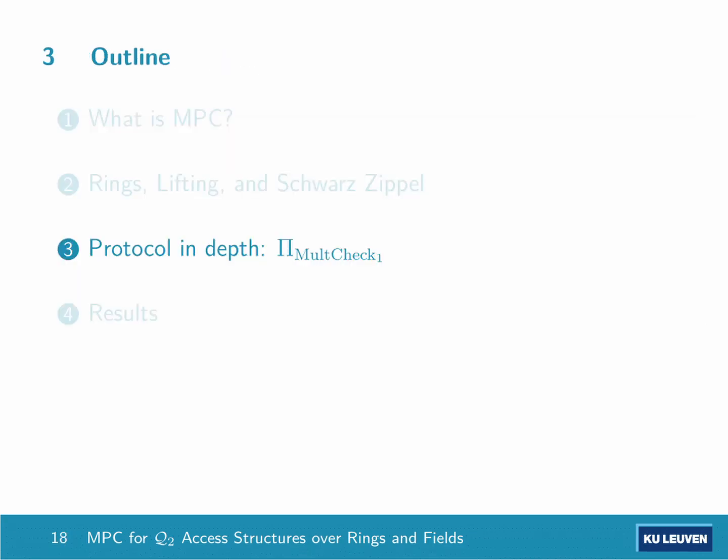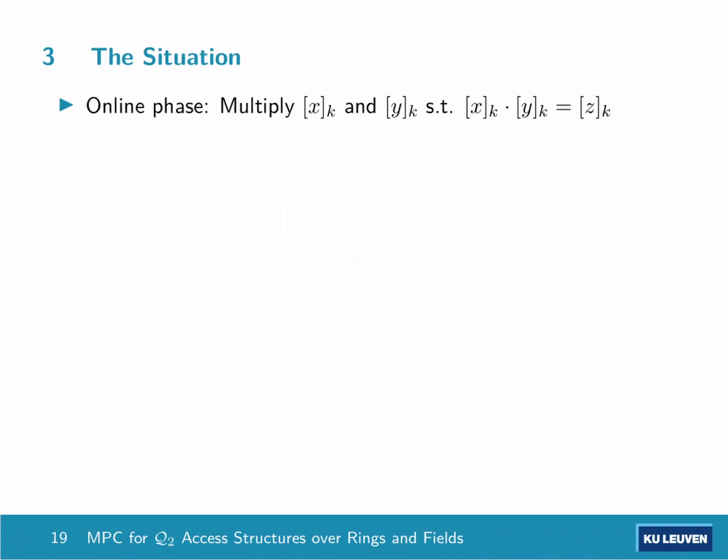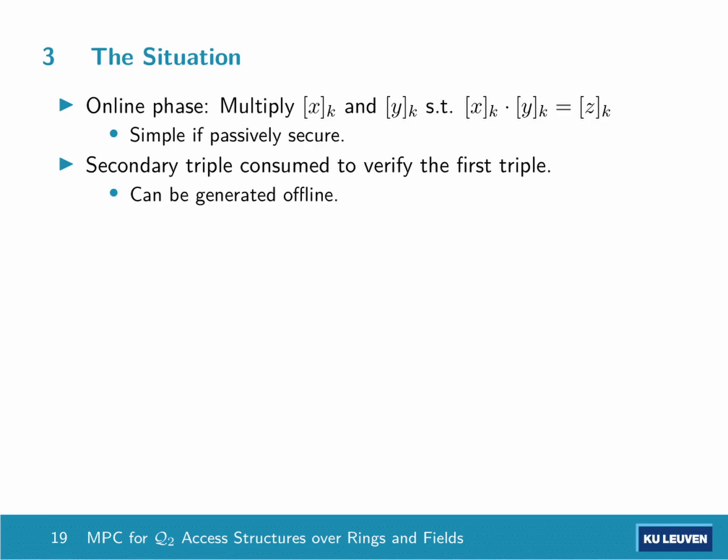So what is the problem we are trying to solve? Well, we have an online phase in which we want to multiply two sharings, xk and yk, to obtain the multiple zk. This is a simple procedure if everyone follows the protocol. However, when a player decides to mess with the protocol, we suddenly need to make sure the multiplication has been done correctly. To do this, we develop a protocol which takes a secondary triple, both of which we are not sure are correct, and consumes this secondary triple to ensure that the first one is correct.